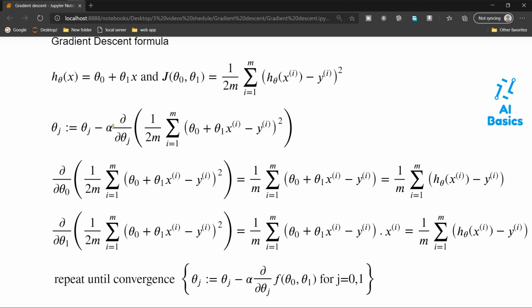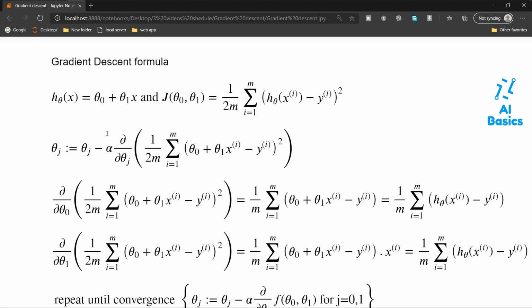This is the main function of the gradient descent formula. Theta j equals theta j minus alpha times the partial derivative of the cost function. So we do one partial derivative with respect to m and another partial derivative with respect to c. Here alpha is the learning rate. Alpha is a hyperparameter.